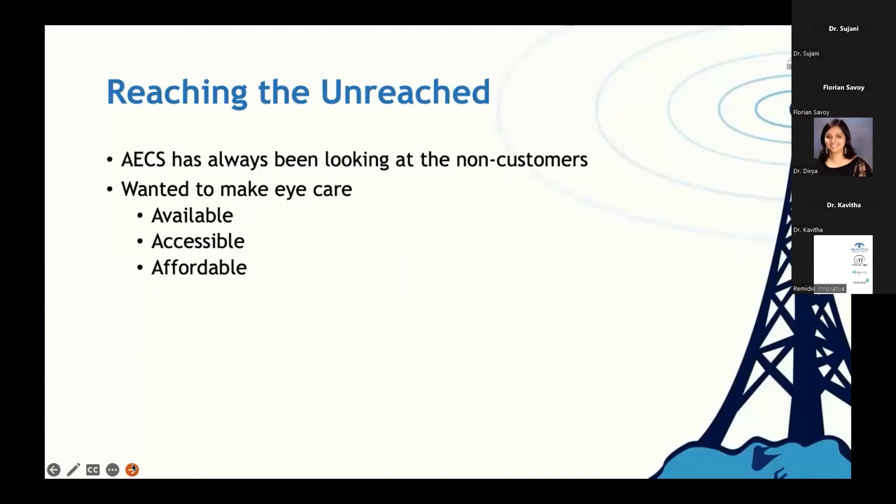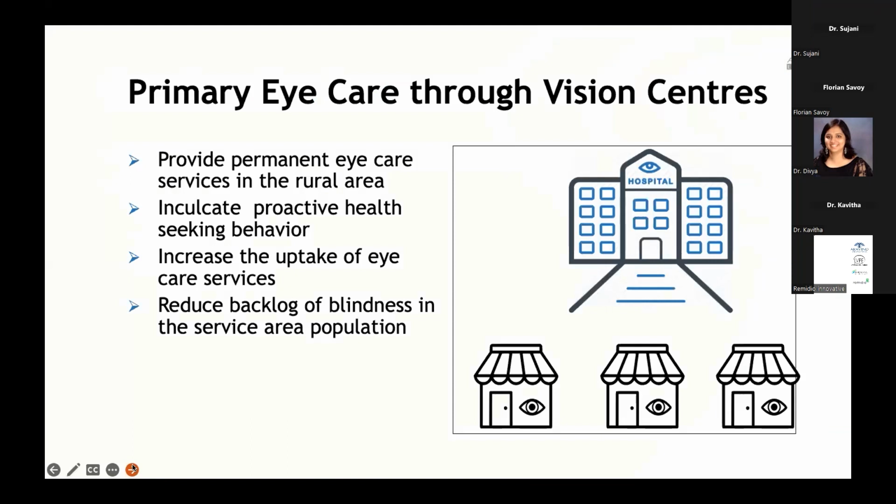Aravind Eye Care System has always been looking at the non-customers, and it always wanted to make eye care available, accessible, and affordable. This has been our goal from the very beginning. So we have primary eye care through vision centers. What are these vision centers? They are actually small houses or small rooms, in fact a rented room, where we have a setup for refraction, slit-lamp evaluation, vision testing, and so on.